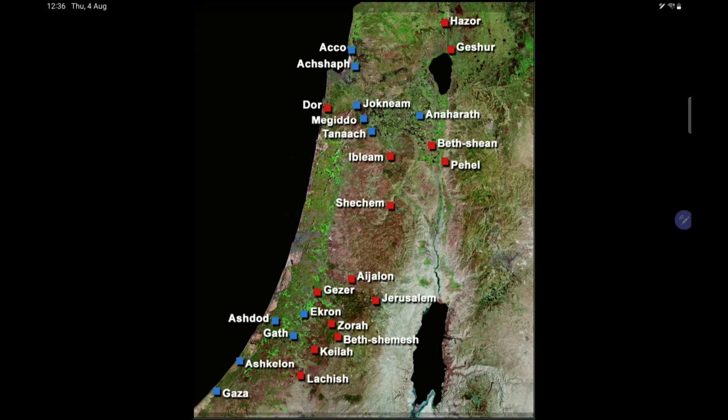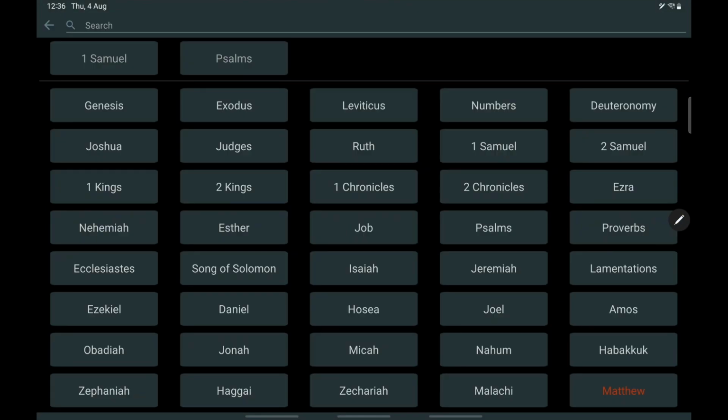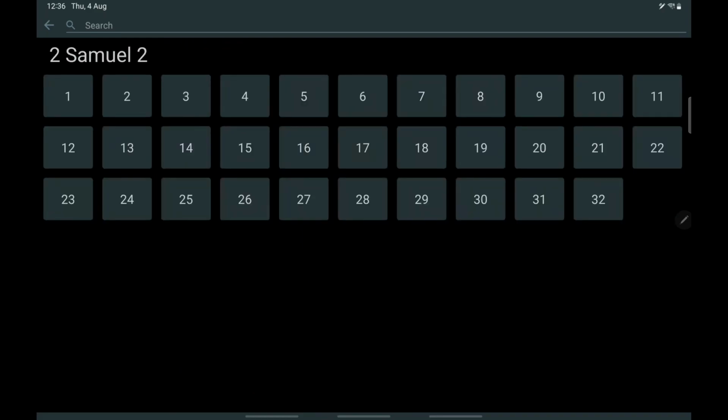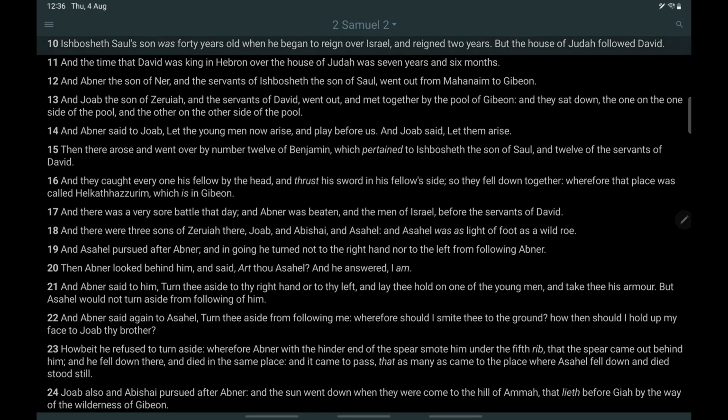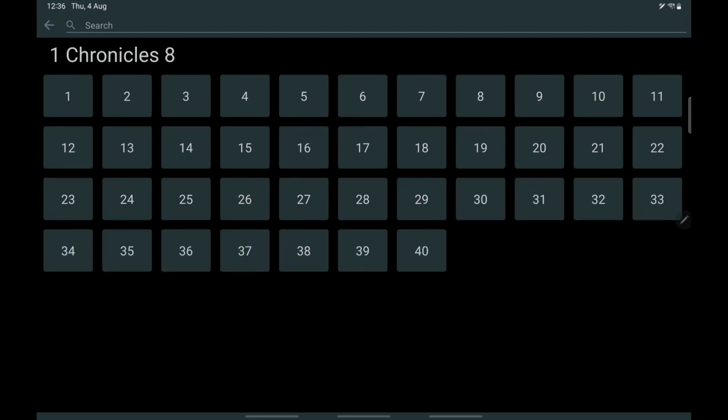But I want to show a tablet from Ishbal, Saul's surviving son, who became ruler after he died. I'll just get 2 Samuel chapter 2 and verse 10. "Ishbosheth, Saul's son, was forty years old when he began to reign over Israel, and reigned two years, but the house of Judah followed David." Ishbosheth means man of shame. Ish means man and Bosheth is shame.